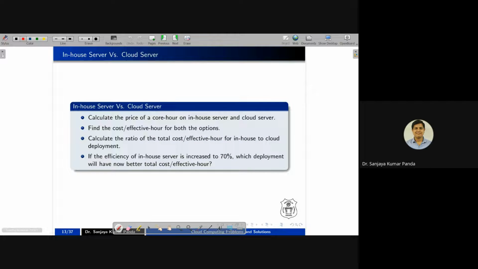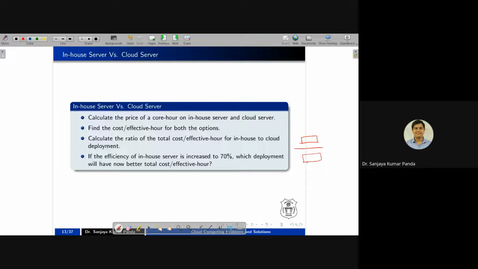The second question asks: find the cost per effective hour for both options. Both options means the in-house server and the cloud server. So you have to calculate cost per effective hour. The third one: calculate the ratio of the total cost per effective hour for in-house to cloud deployment. So you will take the in-house estimate in the numerator and the cloud estimate in the denominator. So you have to determine the ratio.